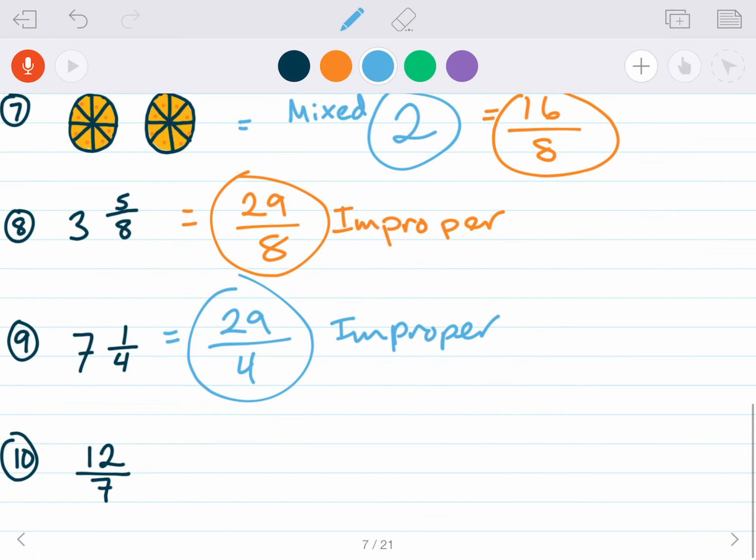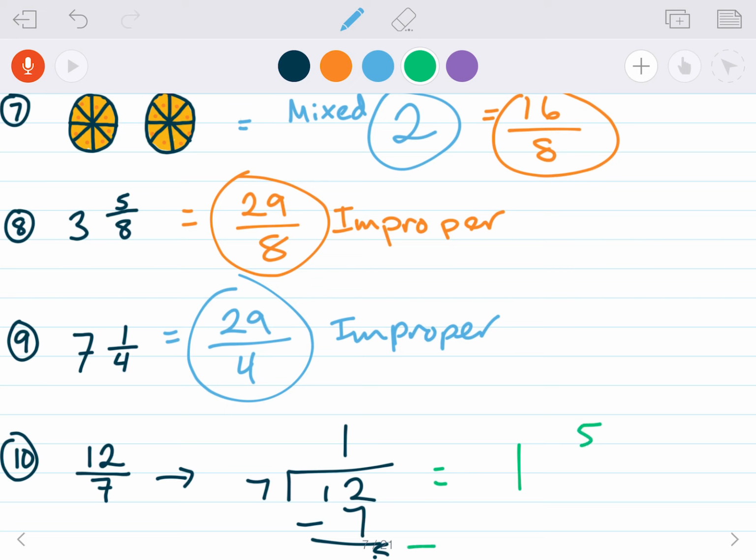All right, now we have 12/7. This is improper. We want to go into mixed, so I need to do my division. How many times does 7 go into 12? Well, 7 goes into 12 once. 12 minus 7 is 5. So I get a remainder of 5. So as a mixed number, this is going to be 1. That's my answer. That's my whole number. And 5, which is my remainder here, over 7, which is this number on the outside. So this is my mixed version of this guy.